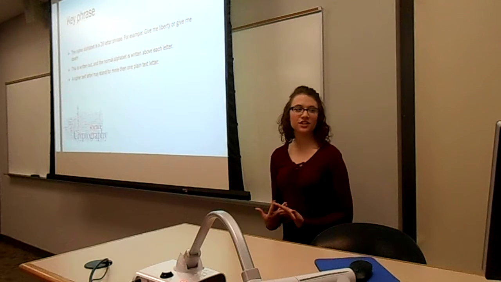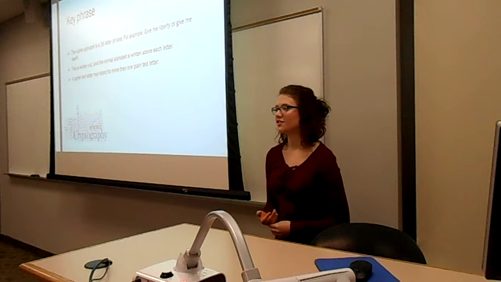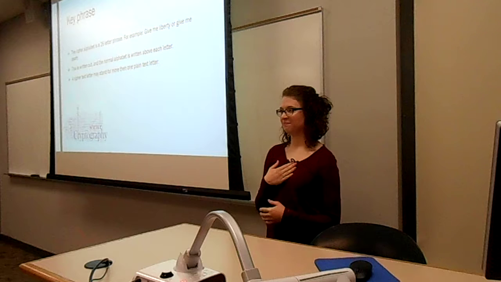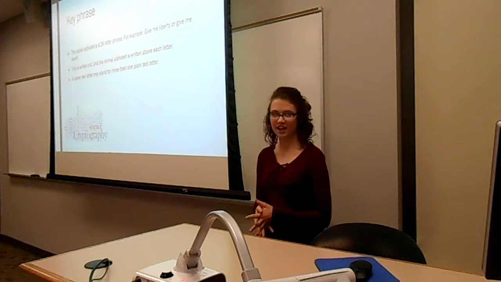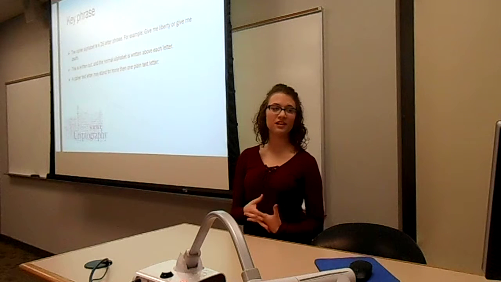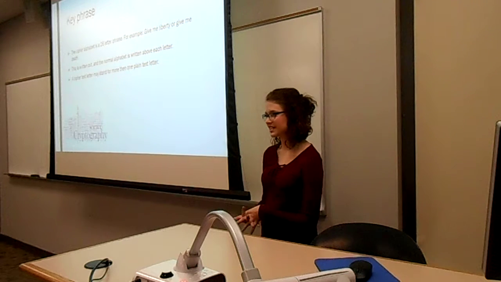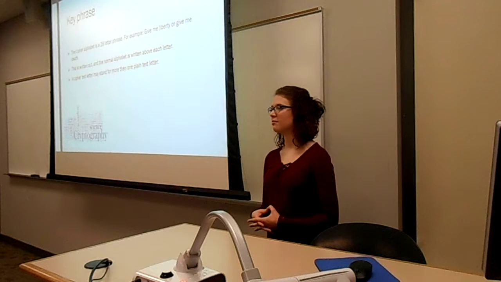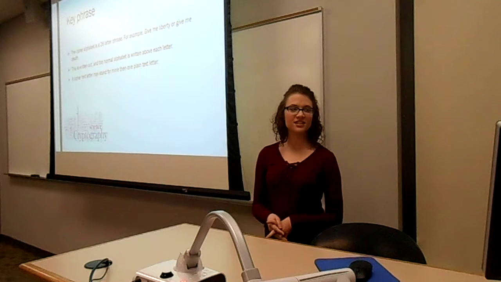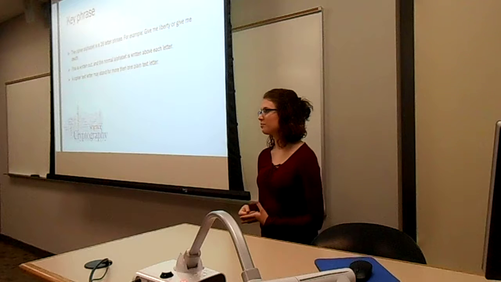The Keyphrase cipher uses a 26-letter phrase for the cipher alphabet. It can be longer than that, but you would just omit everything after the 26 letters. For example, "give me liberty or give me death" is 26 letters. This is written out, and then the normal alphabet is written above each letter. A ciphertext letter may stand for more than one plaintext letter.